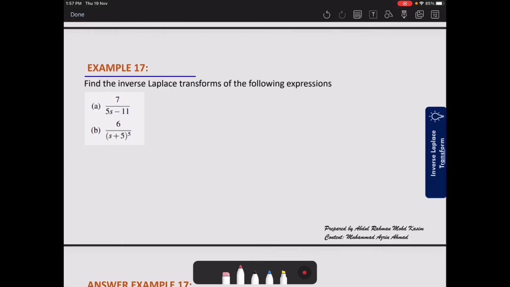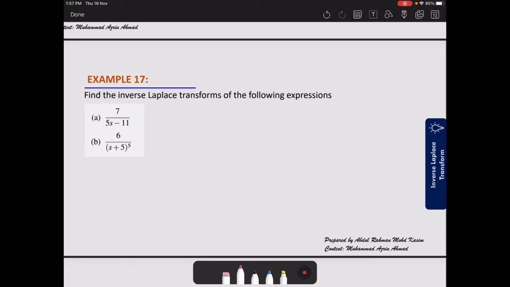Now let's proceed to the example. So we go for the first question. The question asks you to inverse Laplace transform of this one. Basically you can get it directly from the table, just like the previous one. But if you want to use the first shift theorem, you need to modify it.